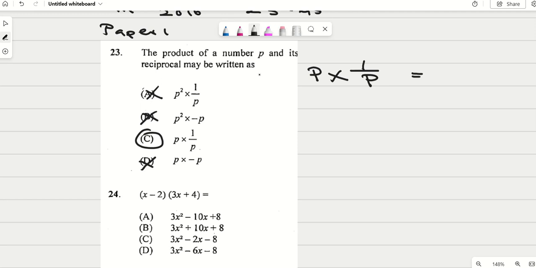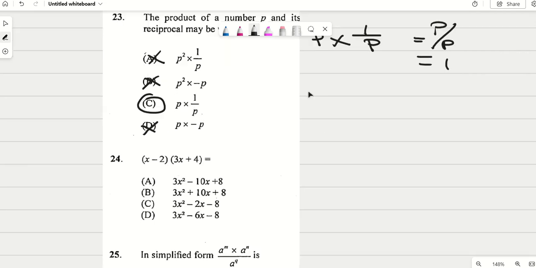So if you multiply this out, you're going to get P over P, which is equal to 1. So just remember, when you multiply a number by its opposite or inverse or reciprocal, whichever word they want to use, it is equal to 1. So C is your answer.